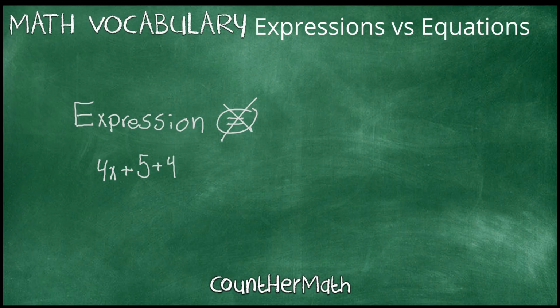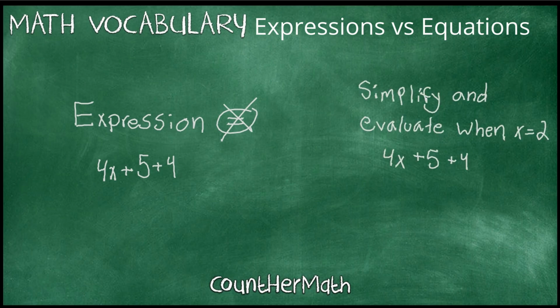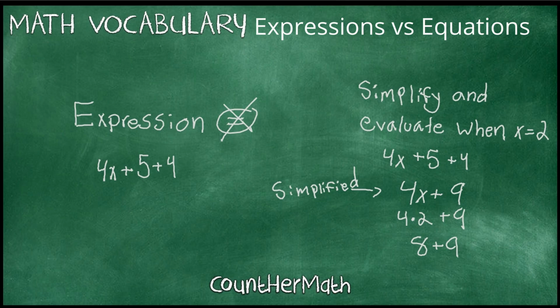Let's work our way through this example first by simplifying the expression and then evaluating when x equals 2. To simplify this, we can combine the constant 5 with the constant 4 to get 4x plus 9. Now to evaluate this when x equals 2, we plug 2 in anywhere the expression has an x and then calculate the answer. So we find this expression results in 17 when x is equal to 2.